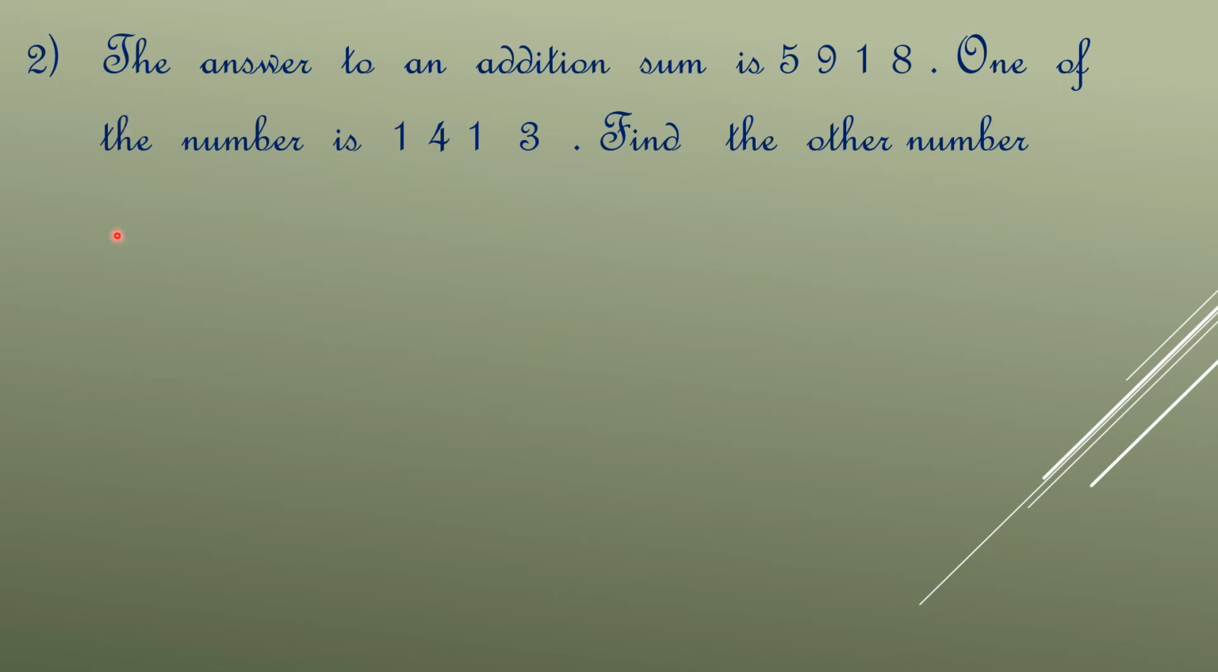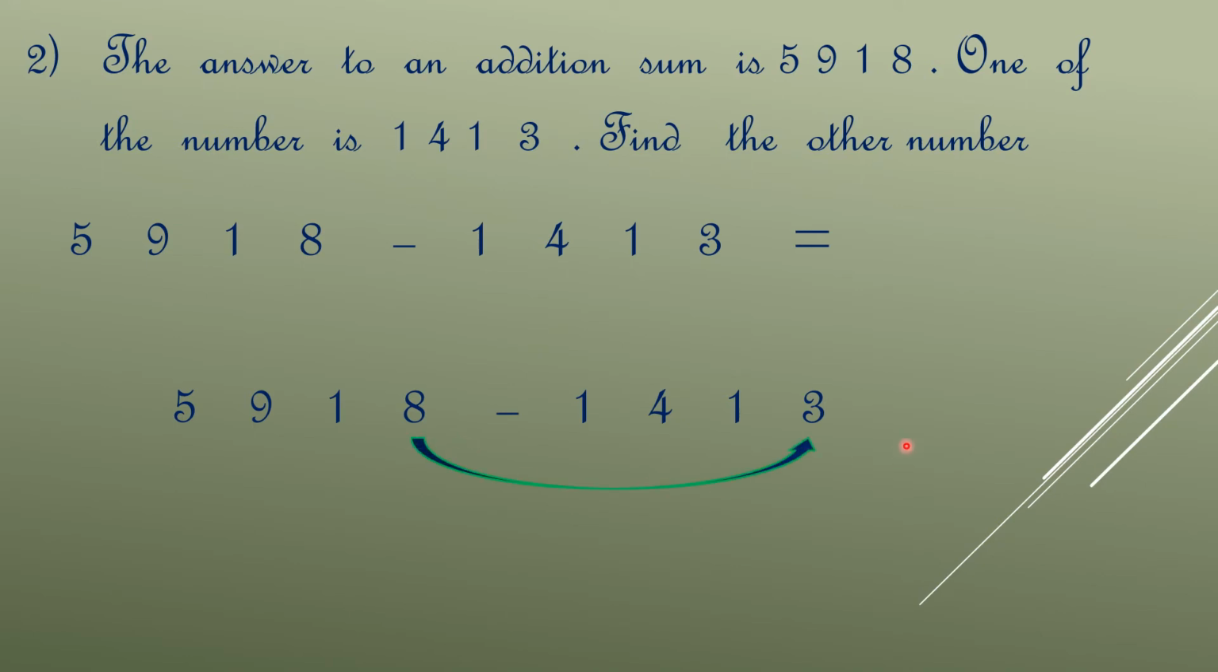So here it is, 5,918 minus 1,413. So let's see. Let's subtract it horizontally. Units place, 8 minus 3 gives me 5. Tens place, 1 minus 1 gives me 0. Hundreds place, 9 minus 4 gives me 5 again. And the last is the thousands place, 5 minus 1 gives me 4. So my answer, the other number, is 4,505.